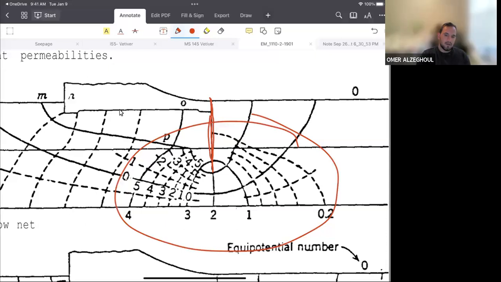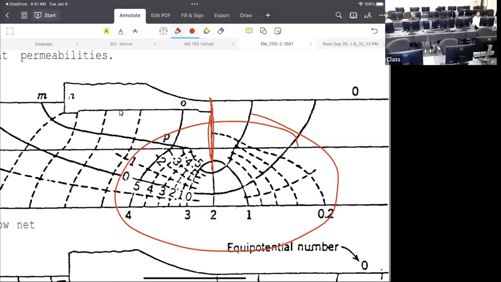It's impermeable, so the water will look for an easier path, so it will go down. The difference in the head will go horizontally and vertically, which will change the difference in head, right? Okay.